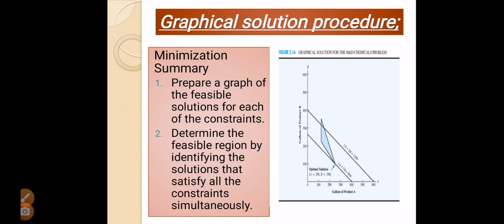So the line with the smallest value is the optimal solution. It is the same process as maximization, but they differ on what we look for: maximization looks for the largest value of the feasible region, while minimization looks for the smallest value of the feasible region.